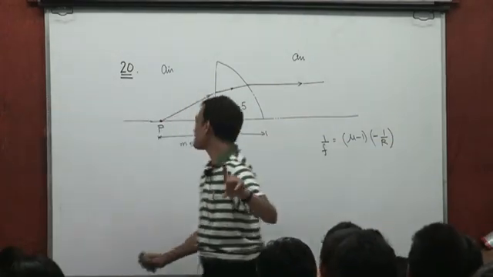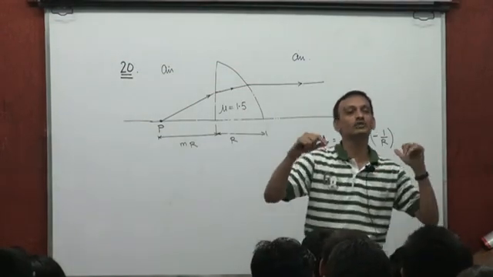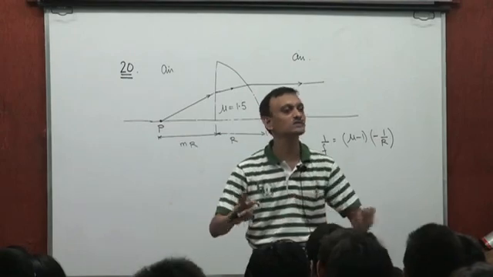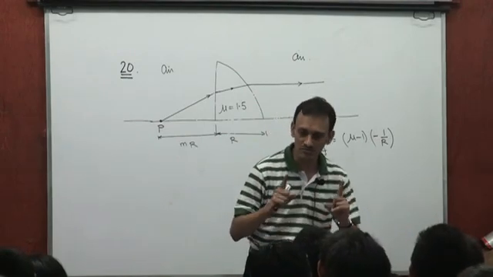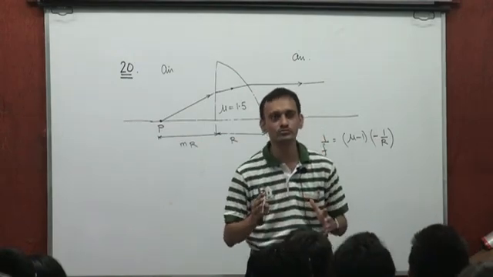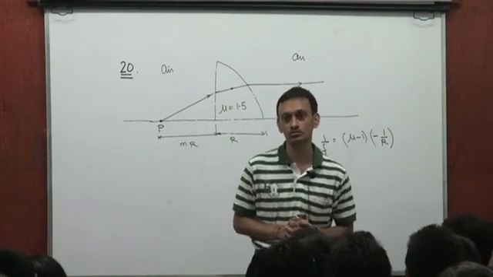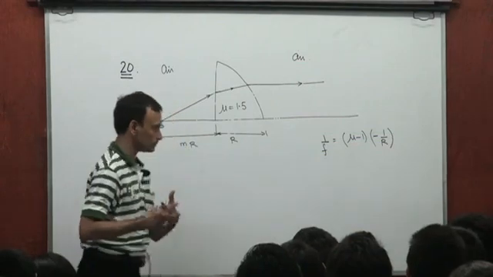In any case, I can't do that. 1 by V minus 1 by U equal to 1 by F is not applicable here. The lens is a thick lens. How do you check if the lens is thick or thin? Again, that becomes a question to answer.